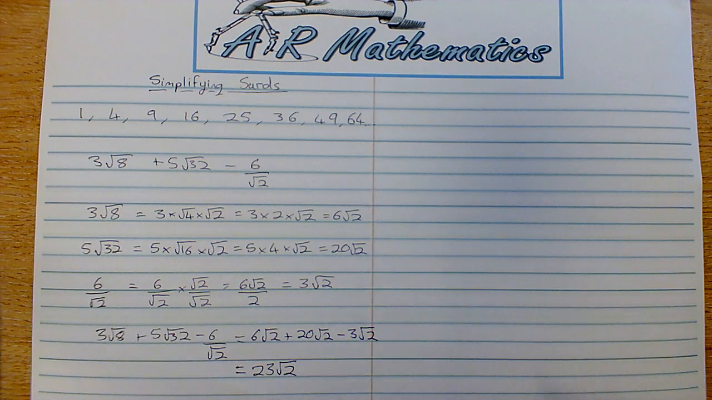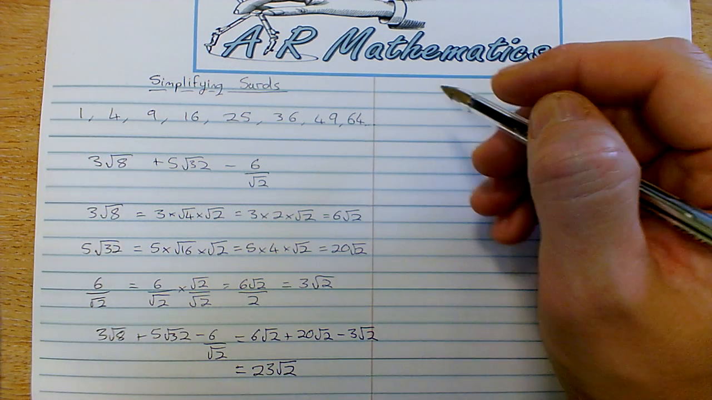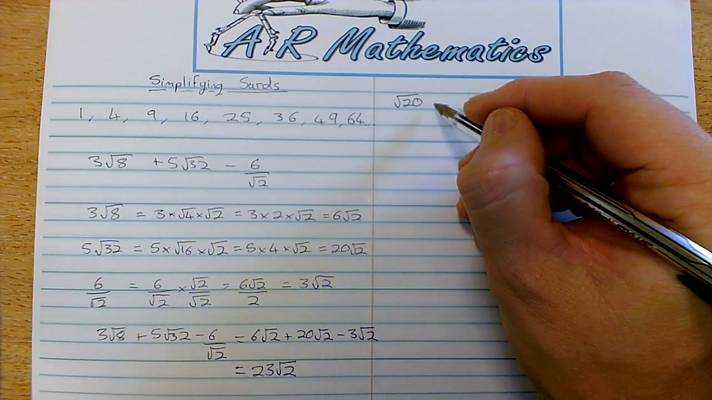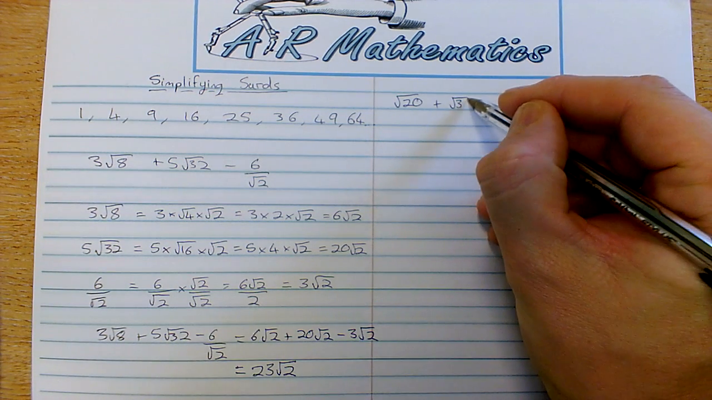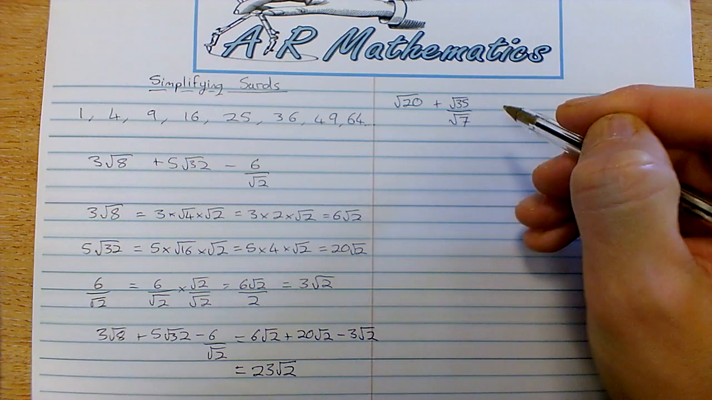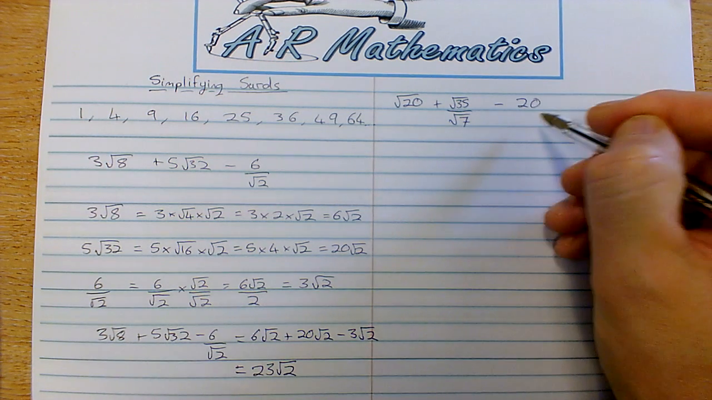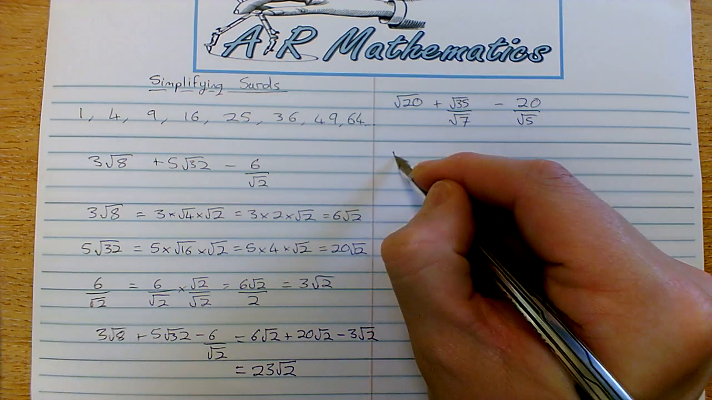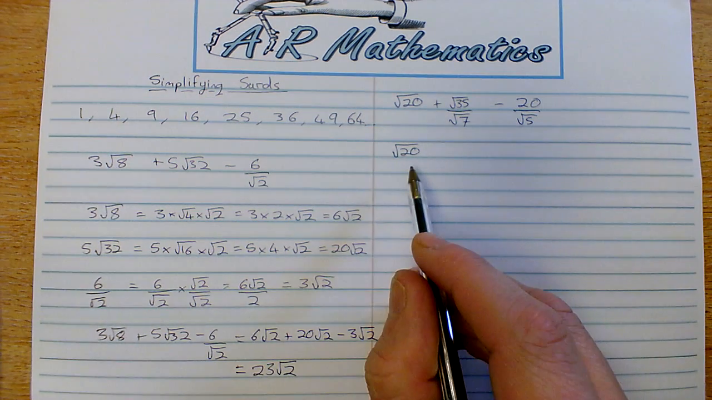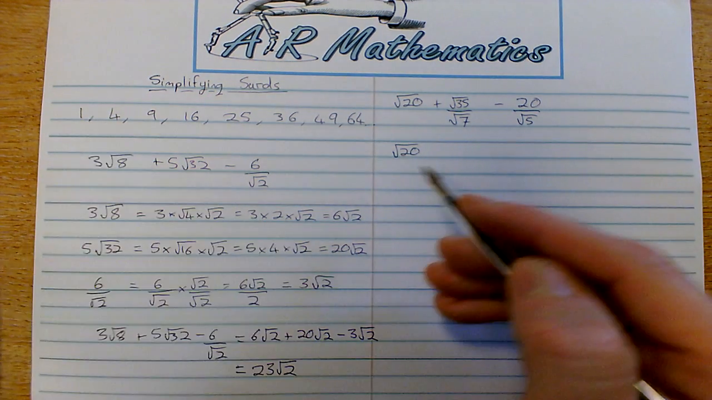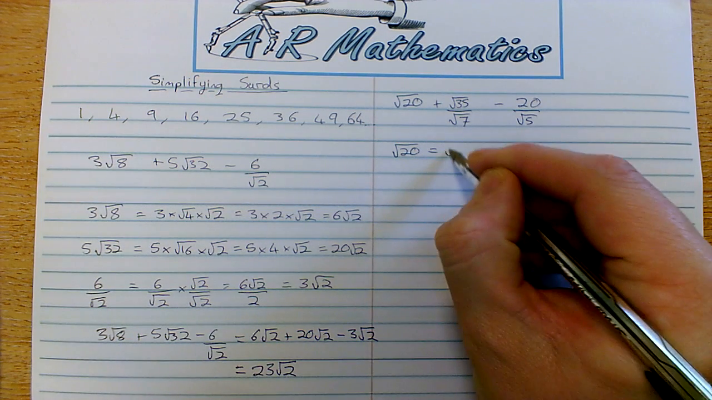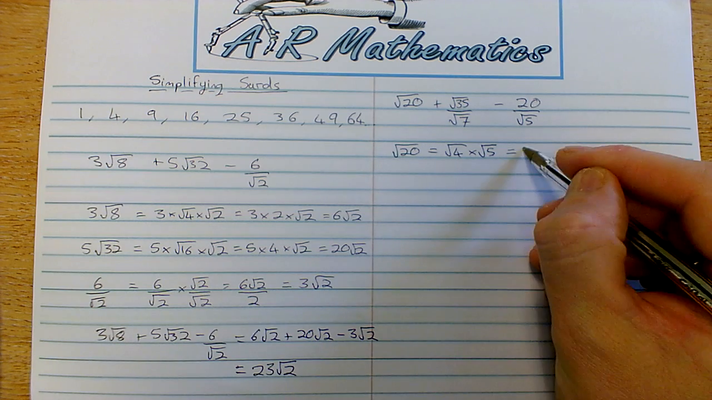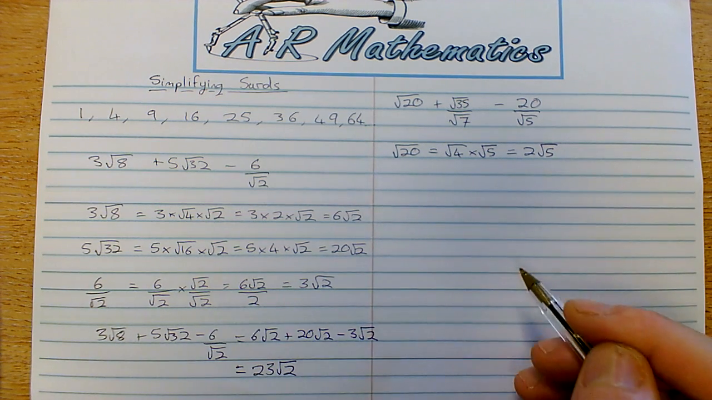Okay, if we try another question. So we'll try root 20 plus root 35 over root 7 minus 20 over root 5. If I start with the first term, root 20, I look for the square number that goes into 20. Well, 4 goes into 20 5 times. So root 20 is the same as root 4 times root 5, and the square root of 4 is 2, so this is 2 root 5.